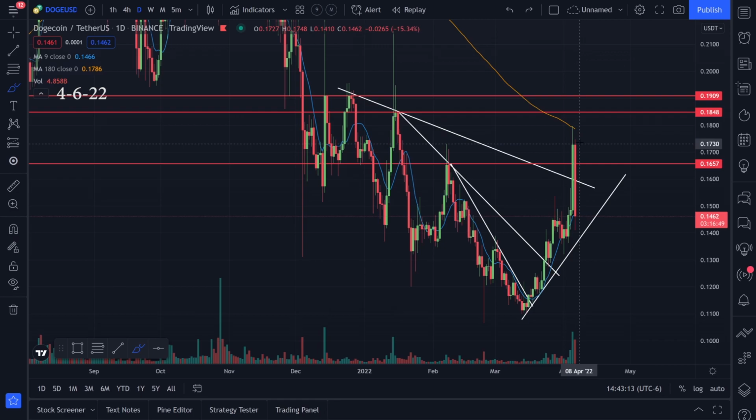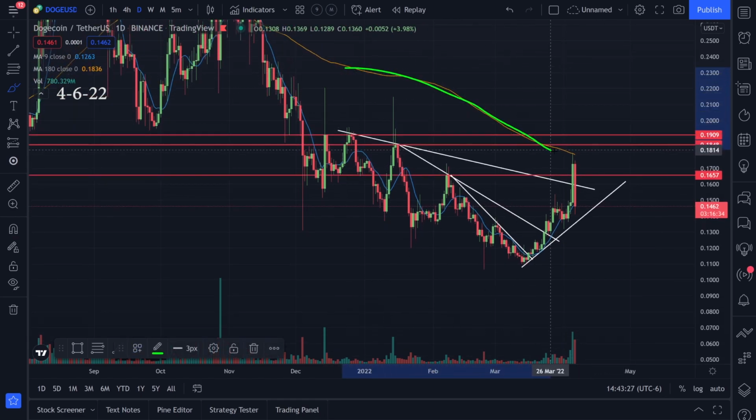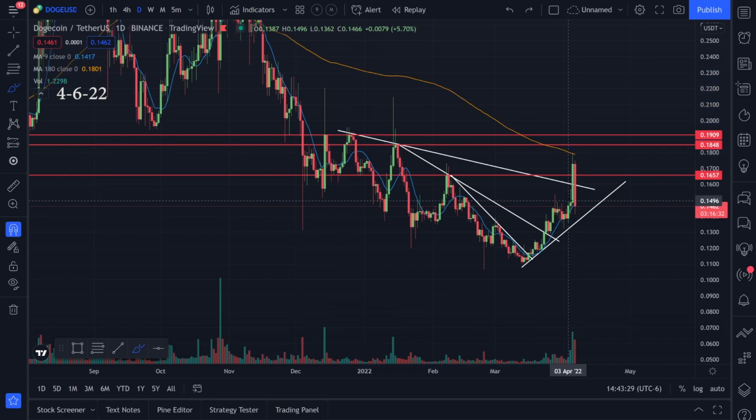I'm on the daily time frame right now, and I wanted to see us close this candle above this trend line. We actually did close the candle, but the other thing that I wanted to see was what was going to happen the next daily candle. We actually got rejected on this daily 180 moving average right here. We came up to that 180 moving average and got rejected and started heading down.